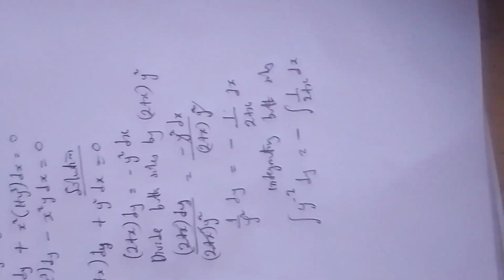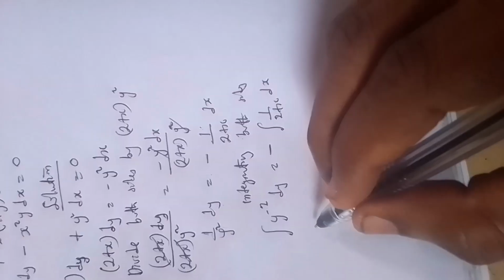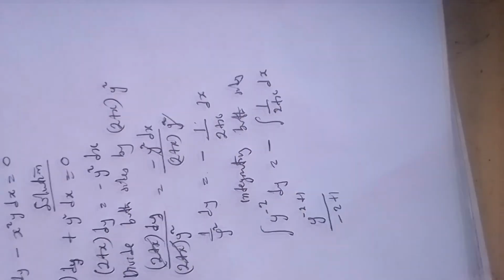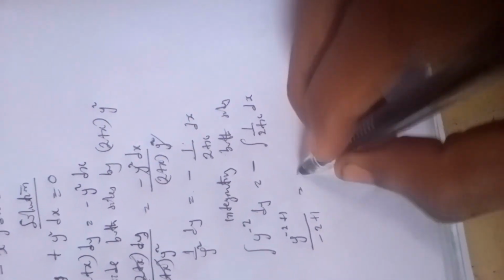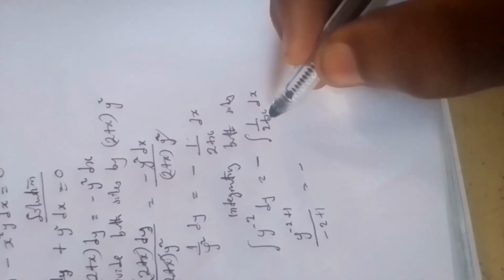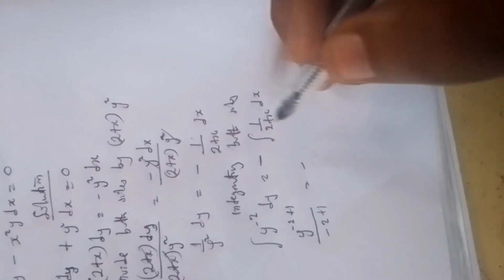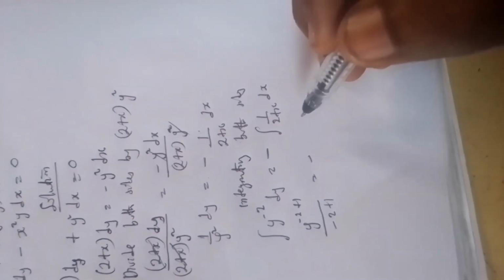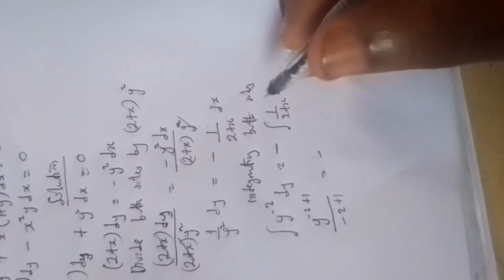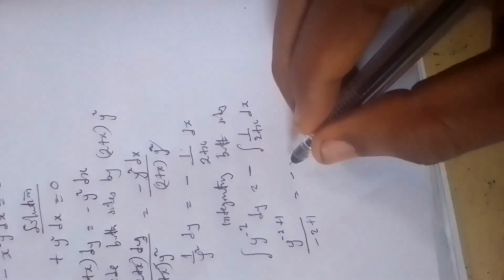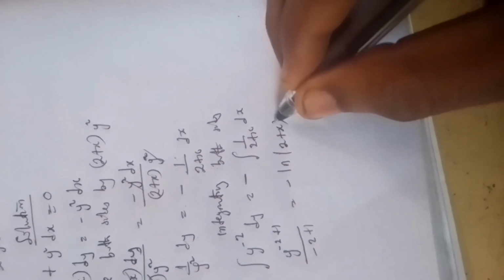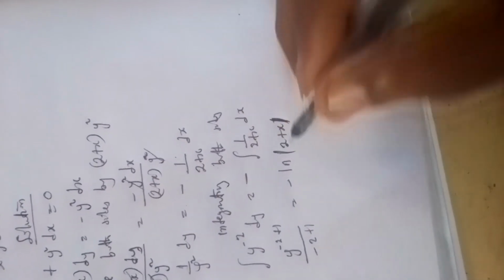Now, what's the next step there? If I want to integrate this, I'm going to have y to the power minus 2 plus 1 all over minus 2 plus 1, just normal integration, is equal to minus. Now, when you are integrating 1 over x, according to integration, it is ln x. But here I'm having 1 over 2 + x, so it will be ln(2 + x) according to normal integration.